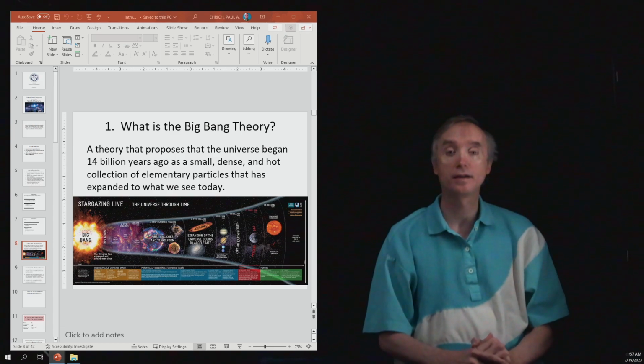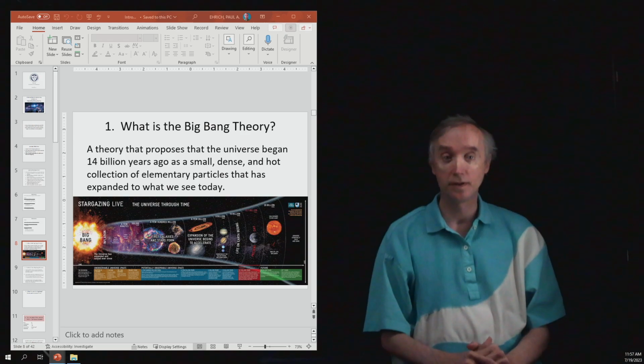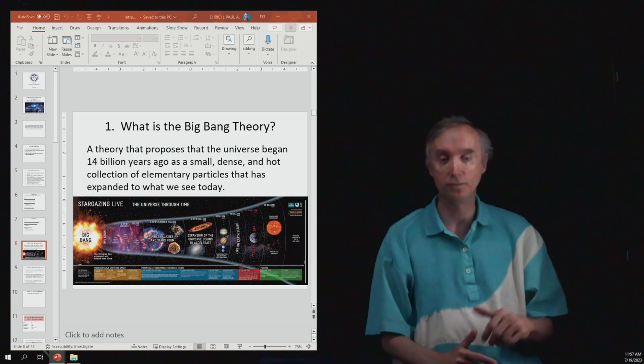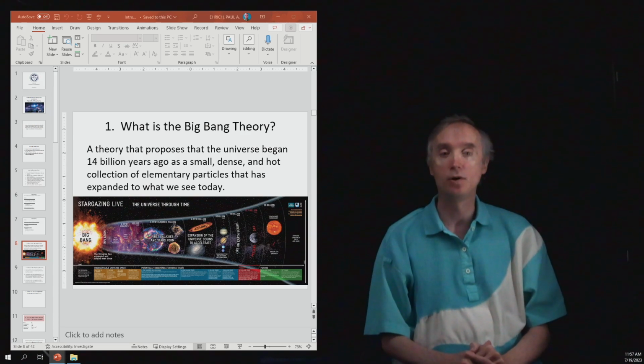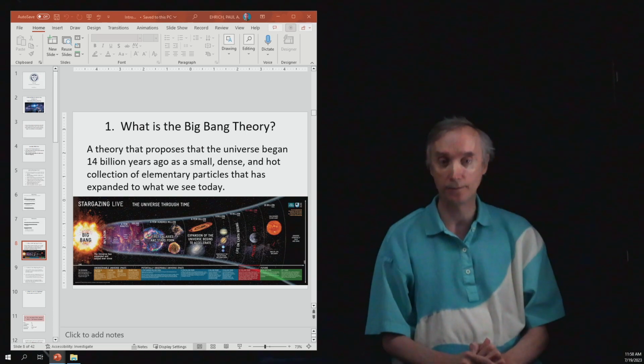Okay, so what exactly is the Big Bang Theory? This theory proposes that the universe began 12 to 14 billion years ago as a small, dense, and hot collection of elementary particles that has expanded into what we see today.